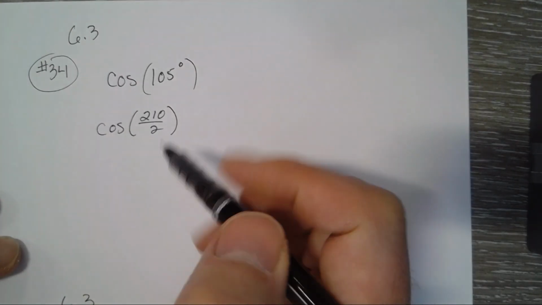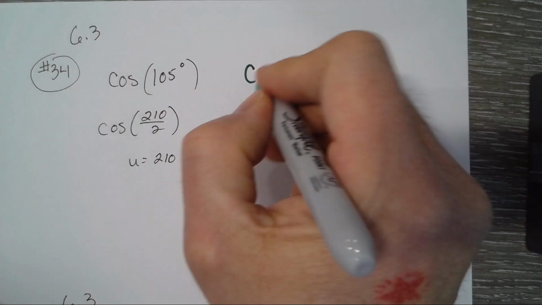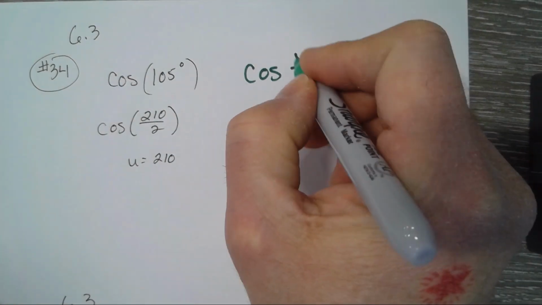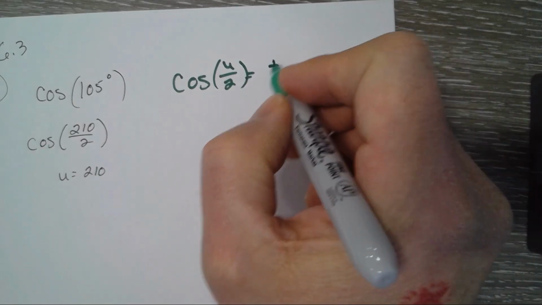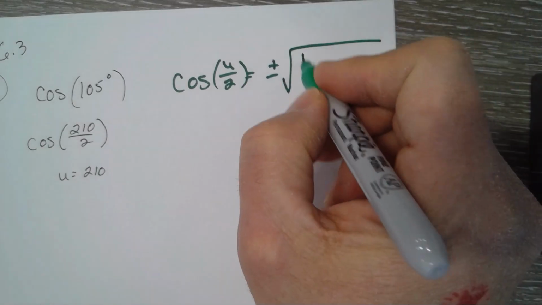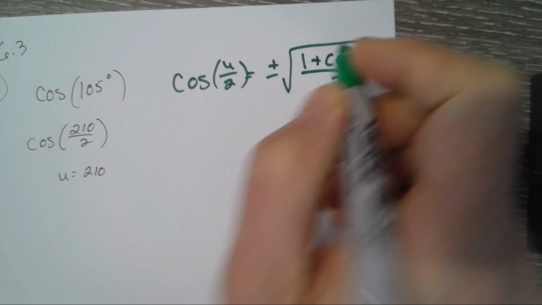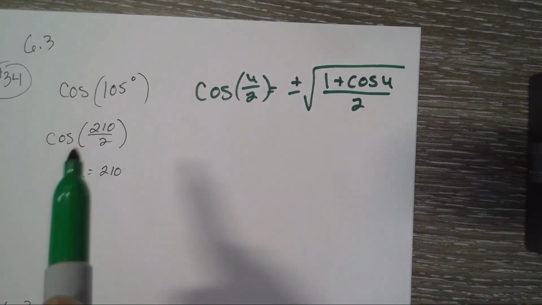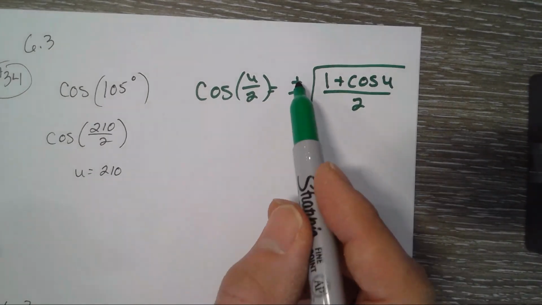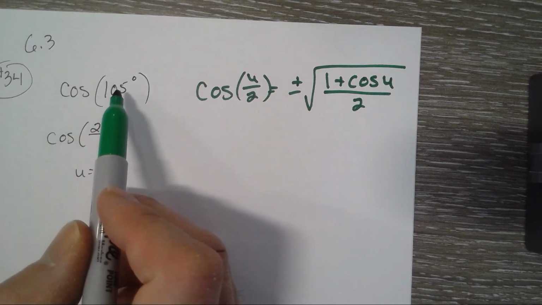So our u in this problem is 210, and we know that the cosine of u over 2 is equal to plus or minus the square root of (1 plus the cosine of u) over 2. Alright, so let's first choose, is it positive or negative? We're trying to figure out what the cosine of 105 degrees is.